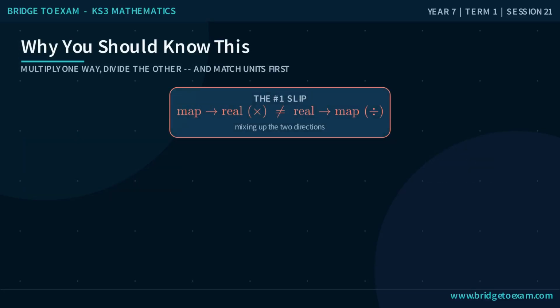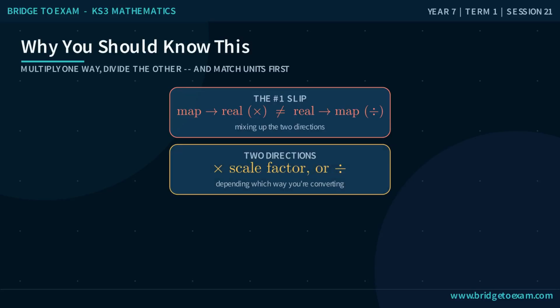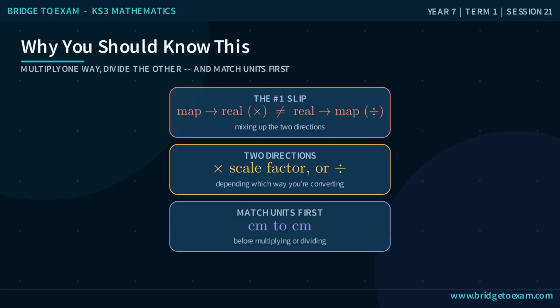Why does this matter? Because mixing up the two directions, map to real life and real life to map, is the single most common error in this topic. Going from map to real life means multiplying by the scale factor. Going the other way means dividing by it. And both sides of the ratio must be in the same unit before you multiply or divide. Convert first if they're not.